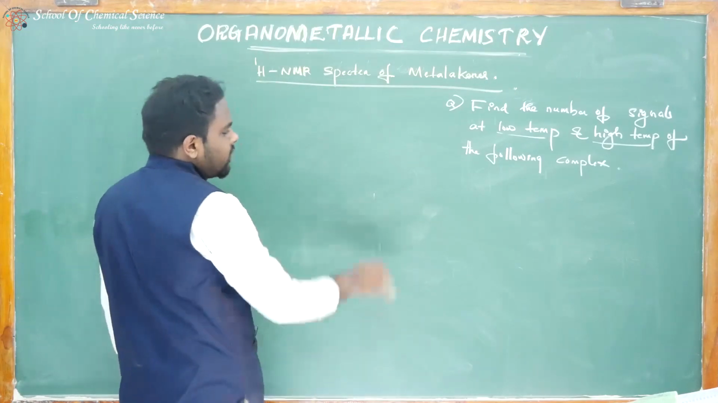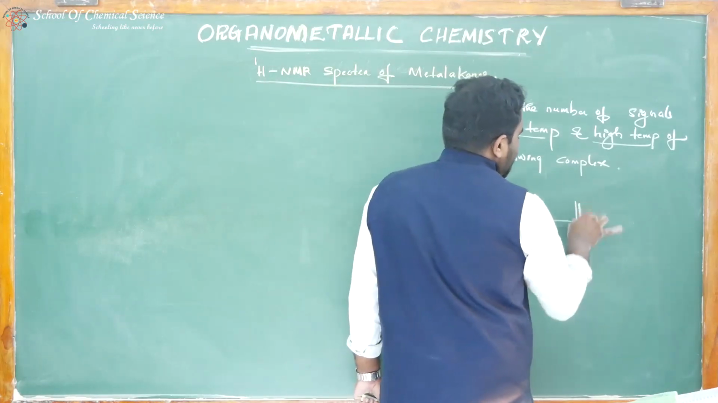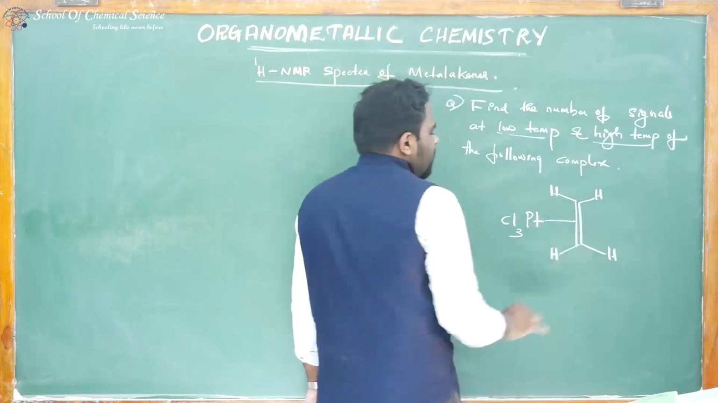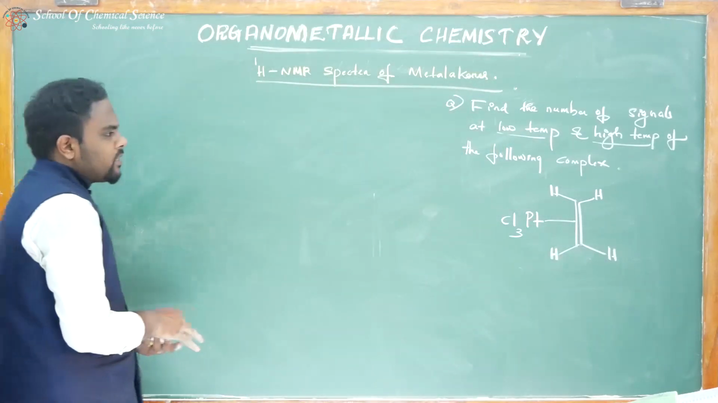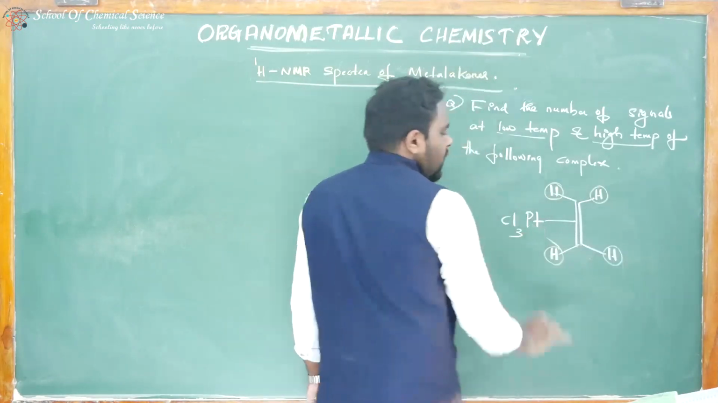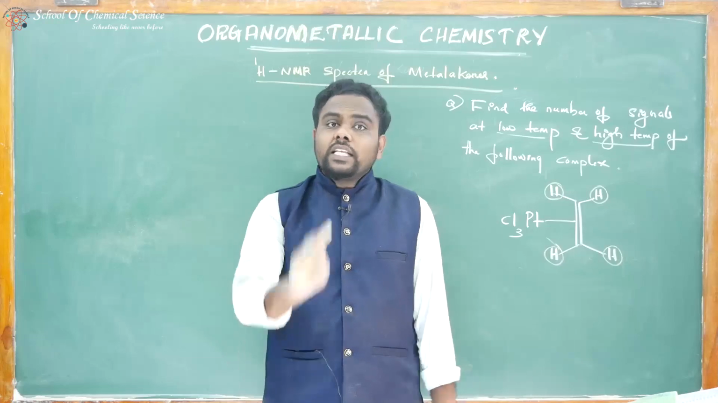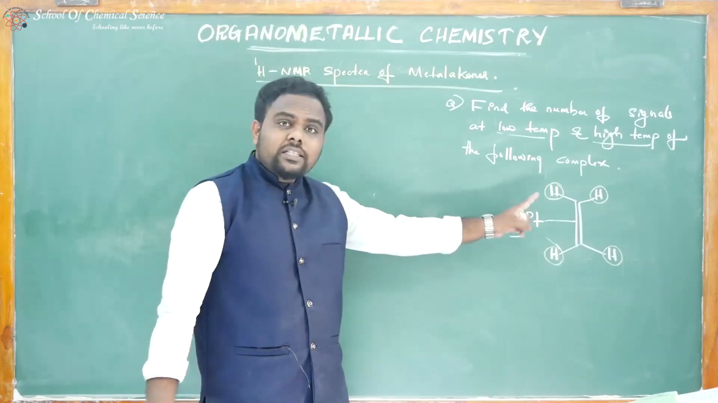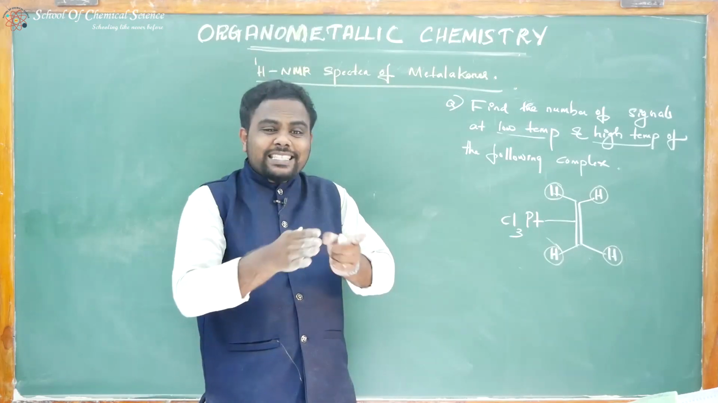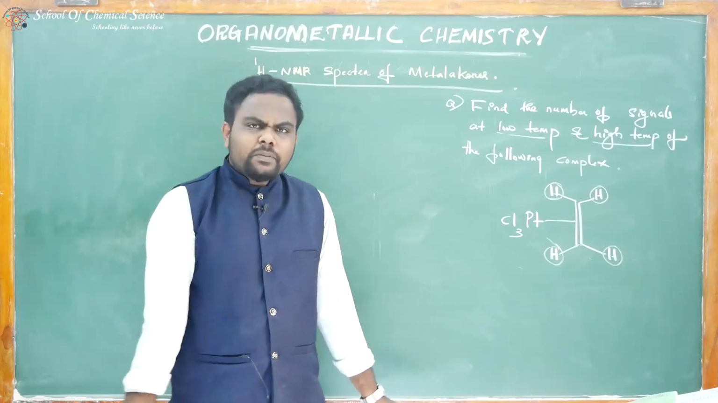Okay, so here the complex is PtCl3 which is coordinated to an alkene, CH2 double bond CH2. We are discussing H1 NMR spectra. Here 4 hydrogens are there. If these 4 hydrogens are in 4 different environments, then it will give 4 signals. If all the 4 hydrogens are in the same environment, all the 4 hydrogens give 1 signal. That is the basic principle of NMR.